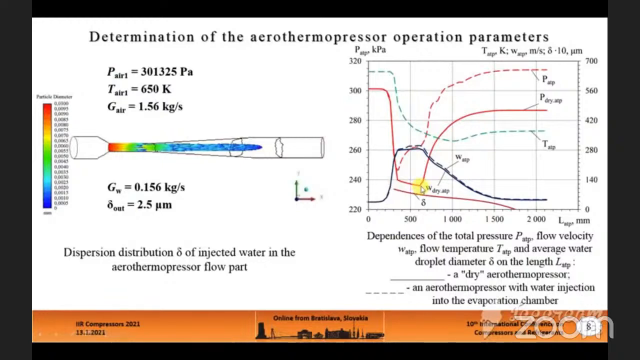However, the presence of thermodynamic compression increases the pressure and compensates for these losses. In this case, the total pressure in the evaporation chamber in this place increases by 15 kilopascal or 5%.